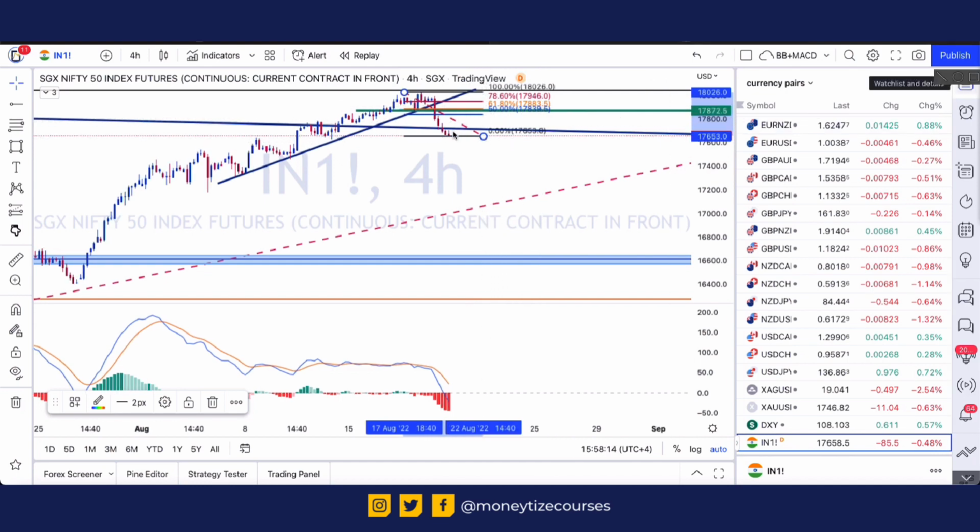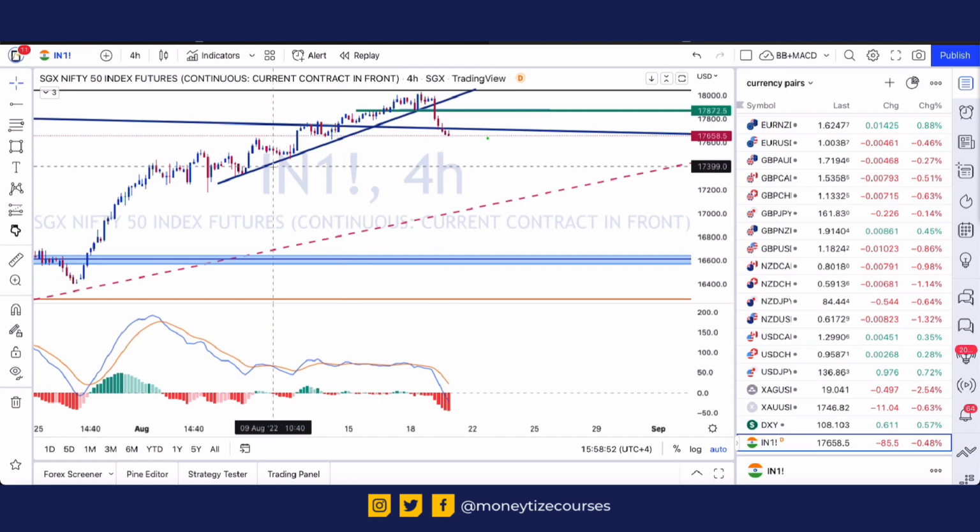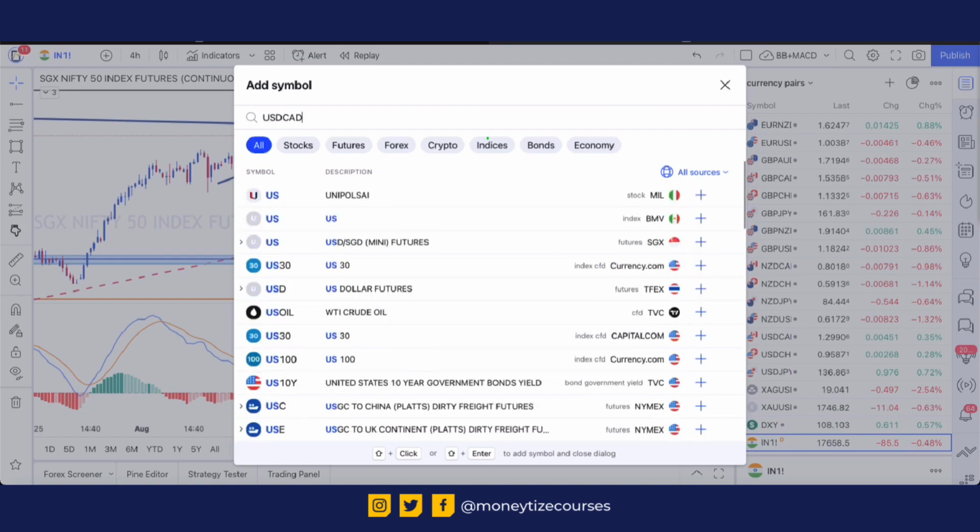So the plan remains to sell on the rise. Any pullback towards 17,839, 17,883 till 17,946 should be taken as an opportunity to sell. And because dollar index is gaining bullish momentum, usually when dollar gains, the stock indices turn lower. Okay, the next instrument which I'm going to explain is USDCAD.